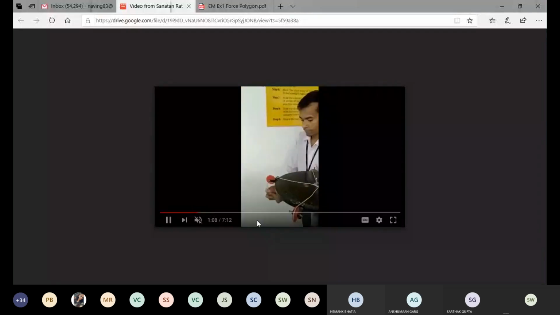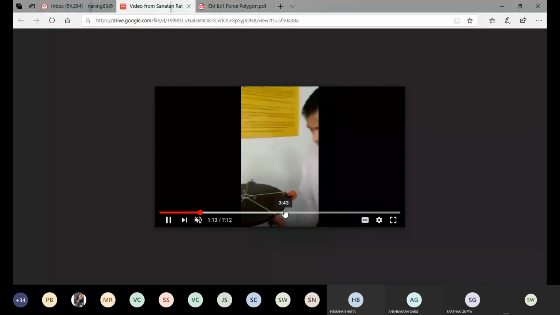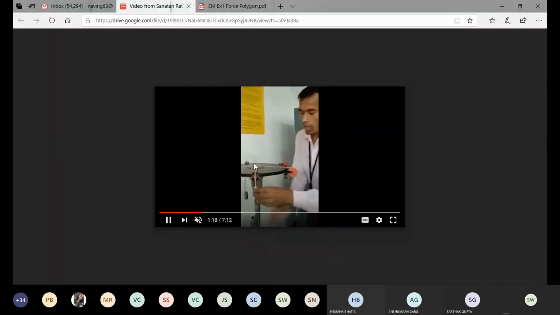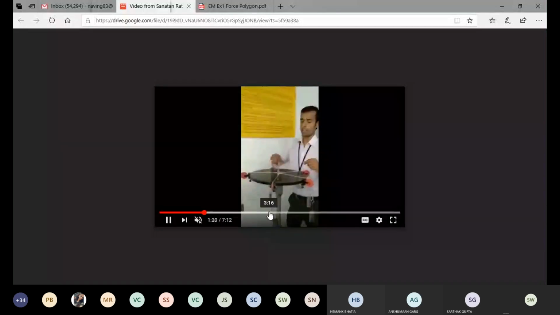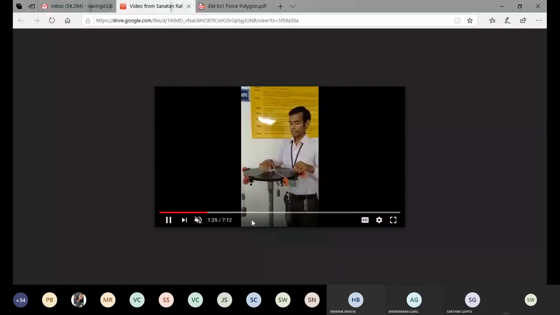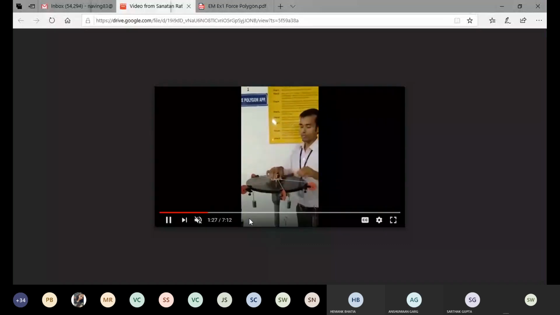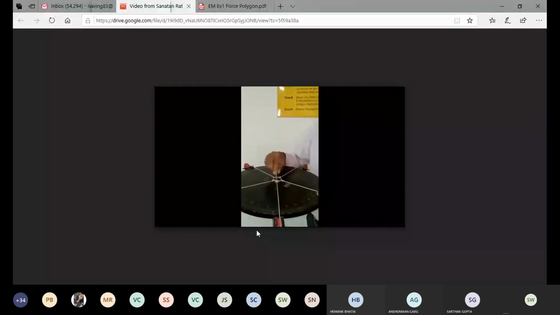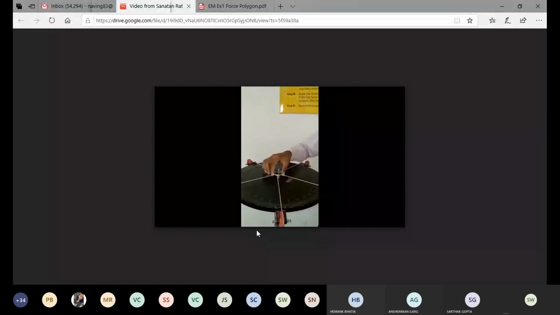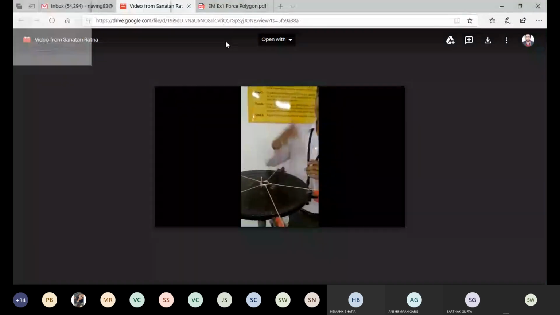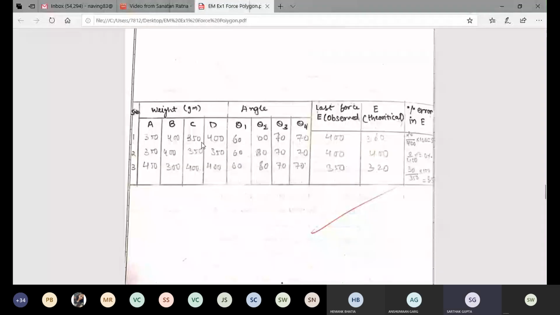Secondly, for the different threads, let us say this thread we take as A, second as B, third C, fourth D, and the last one as the resultant. For the weight A, we have to count the number of pieces of weight hanging, and each weight is 50 gram. Let us say for A, 6 weights are there. So 50 into 6 will be how much? 350 grams. So 350 grams will be the value of A. You can see here, this is 350.